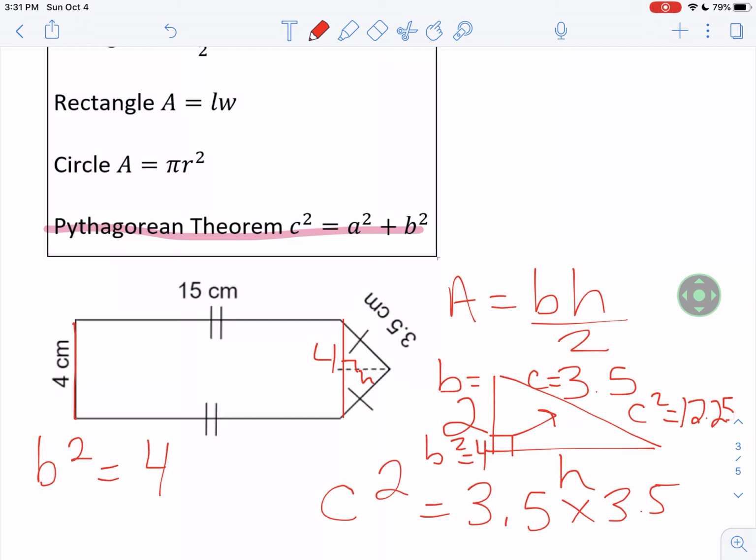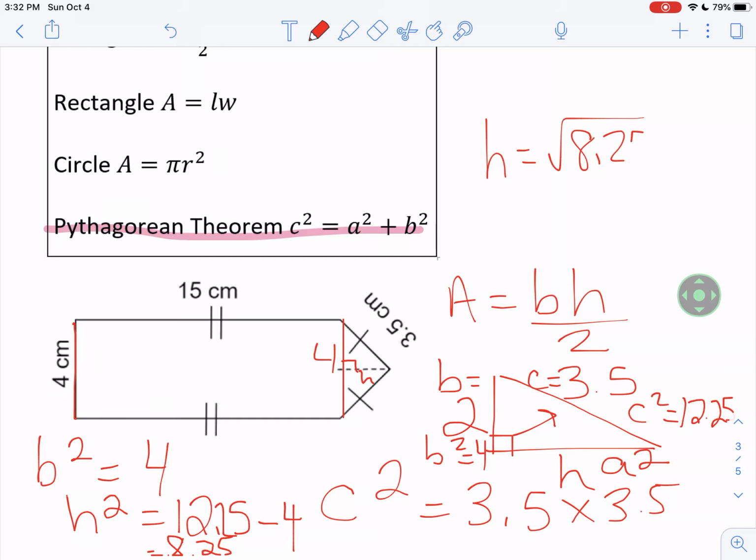And you'll recall that to find h squared, when I'm looking for one of the sides that's not the hypotenuse, I have to take c squared, 12.25, and subtract off the smaller side squared that I know, so minus 4. And that's going to give me my h squared, or if you want to think about it as your a squared. So 12.25 minus 4 is going to give us 8.25. Oh, I'm running out of room here. And then we need to take the square root of that to figure out what h is. So h is going to be the square root of 8.25.